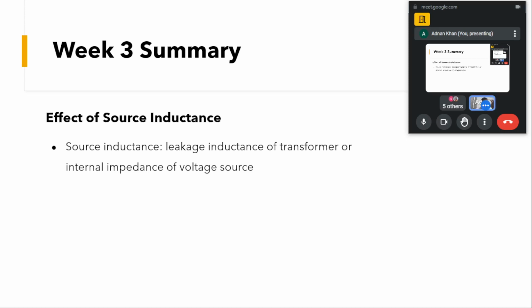They are mainly inductive impedances. That's why we talk about them as a source inductance. So we'll be looking into what will be the effect of this source inductance on these rectifiers.